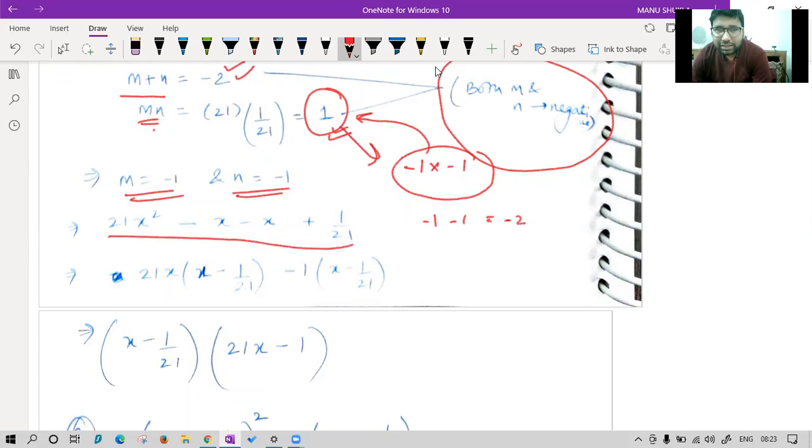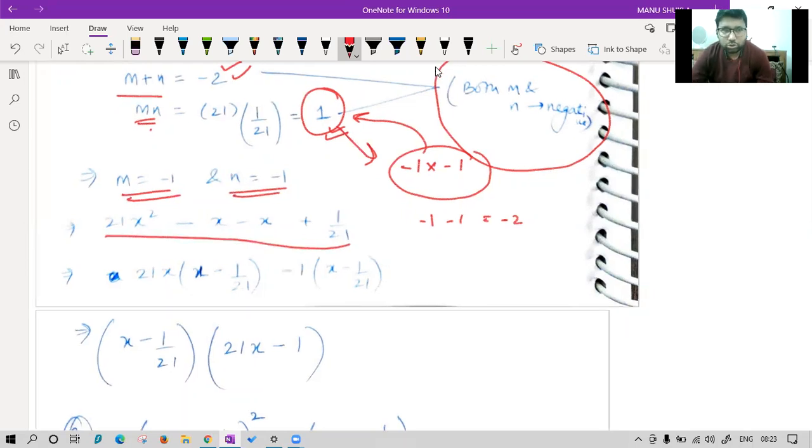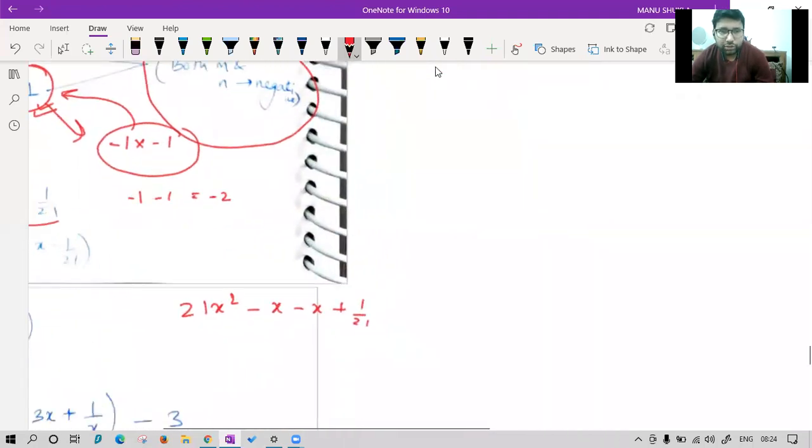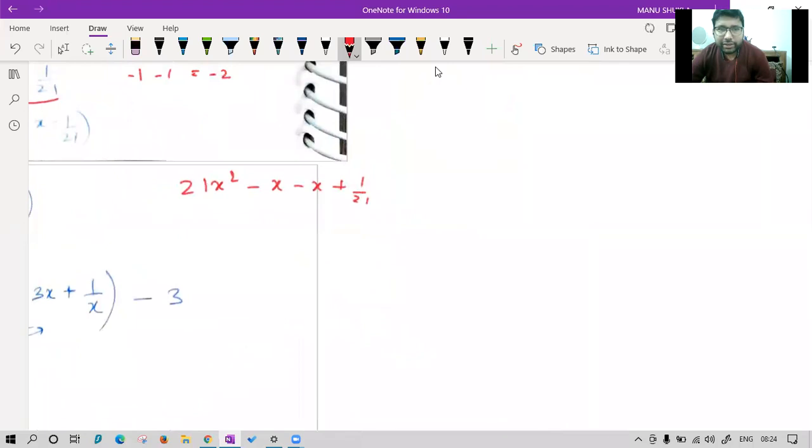After this, some of you might have taken x as common. Let me show you what you have done in this question. What you might have done: 21x square minus x plus 1 by 21. You must have taken x common from here and got 21x minus 1, and from here you took minus 1 common and got x minus 1 upon 21. That's it, class. Please confirm, you have done this thing.